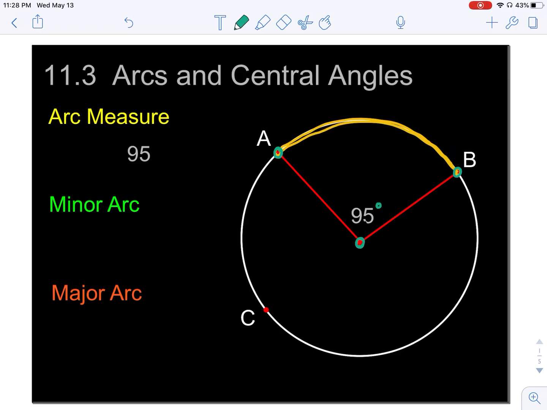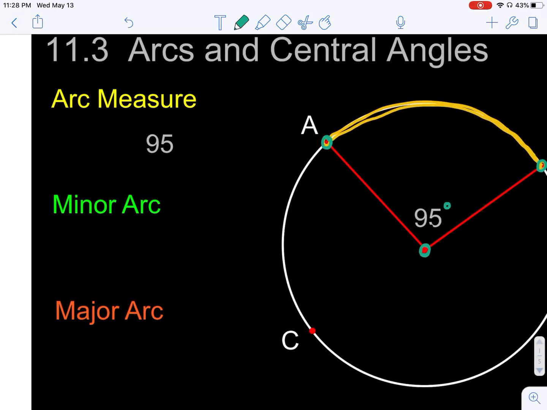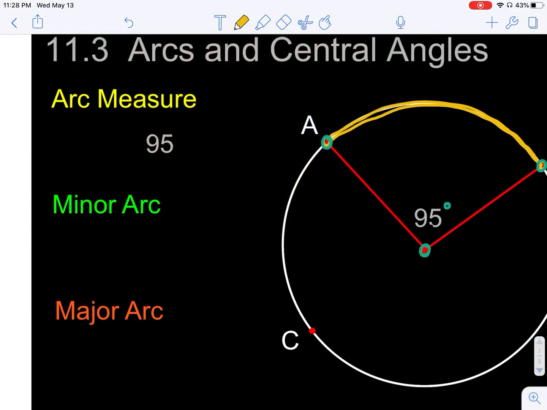So the way you would see that notation written is something along the lines of an M, standing for measure, of arc AB. So that's going to look like AB with an arc over it. And in that case is going to equal 95 degrees. So how we measure arcs is through the central angle.